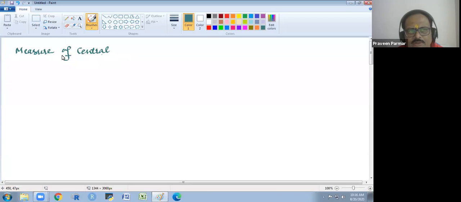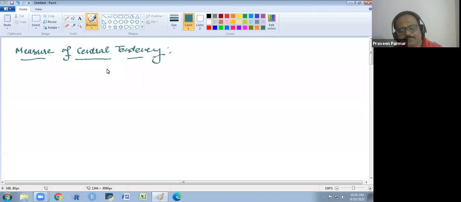So today we start with the measure of central tendency. You know that if we have some data, we require a value which represents the whole data set. And data set means the column, the variables. So that is the central tendency.